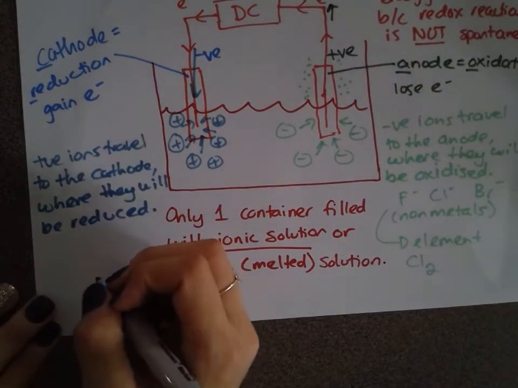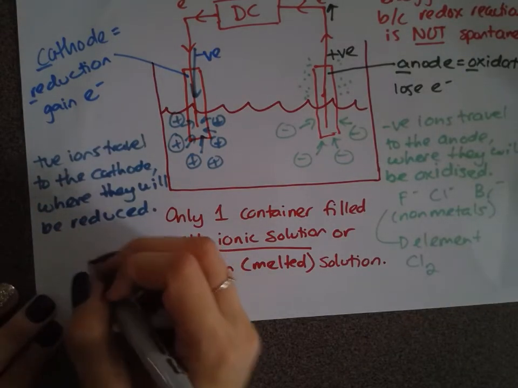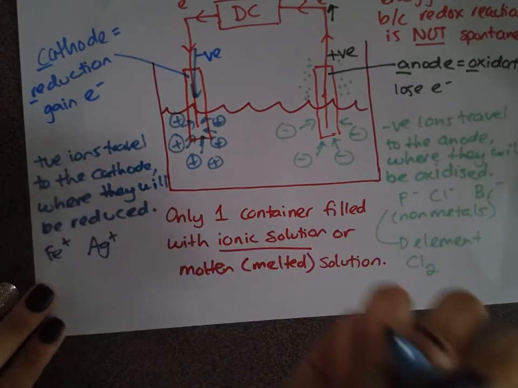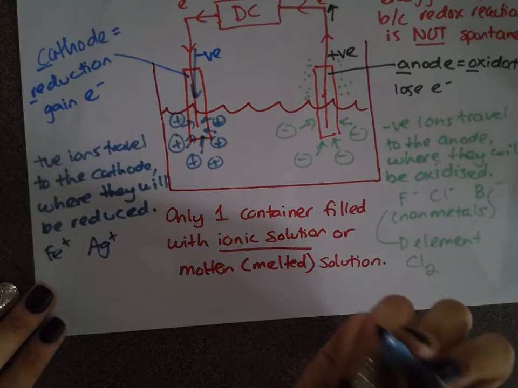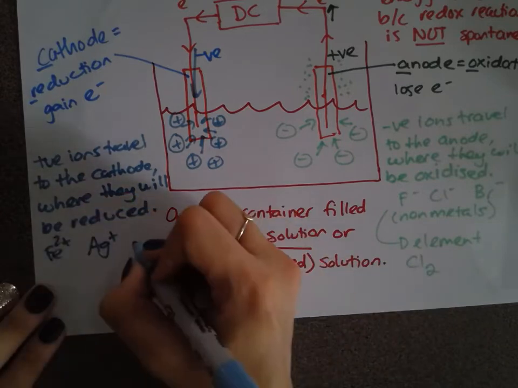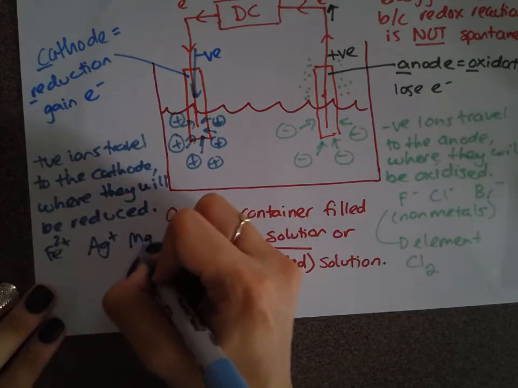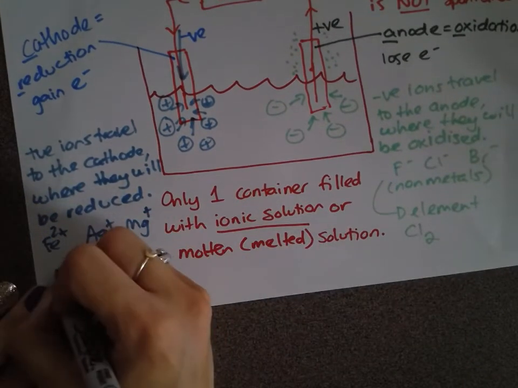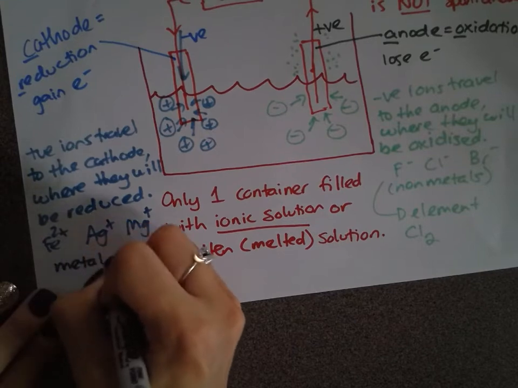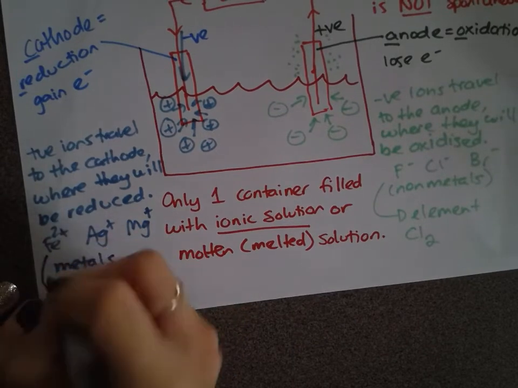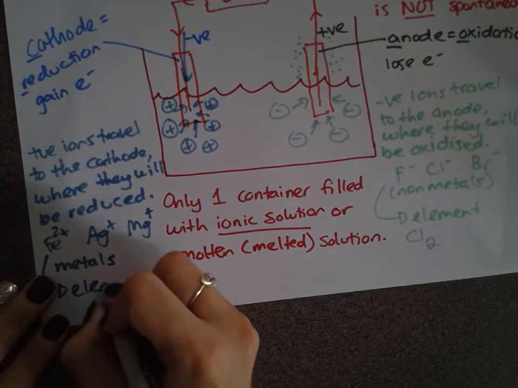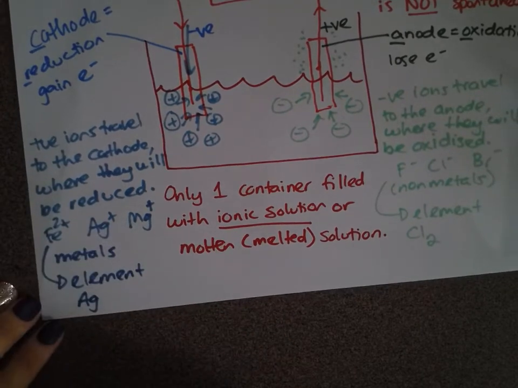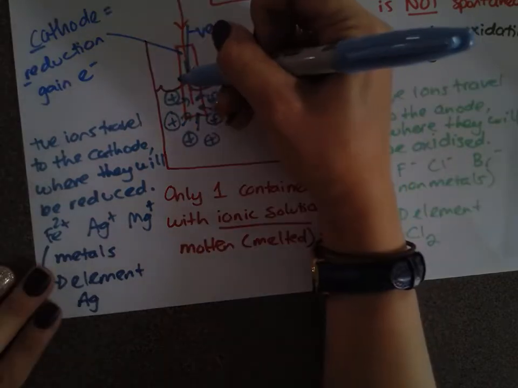If we think about positive ions, we are thinking about metals. So say, for example, iron, silver, what's another good example? Silver too. Magnesium, I guess. So I'm going with my metals, and again, this is going to change my metal ions into the element. So I should get, for example, silver metal being formed. And it'll be forming on the electrode.